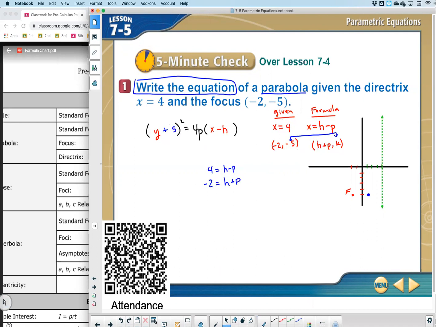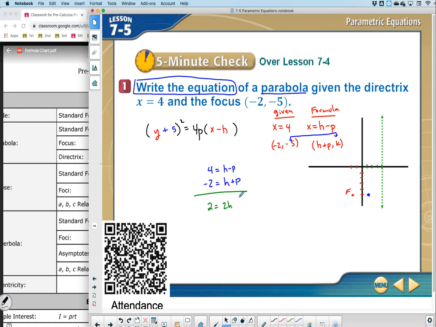I can solve this using the old algebra technique called elimination. If I combine these two equations together, we can find out that 4 minus 2 is 2. So 2 would equal h plus h is 2 h's. Negative p plus a positive p eliminate each other. So 2 equals 2h.